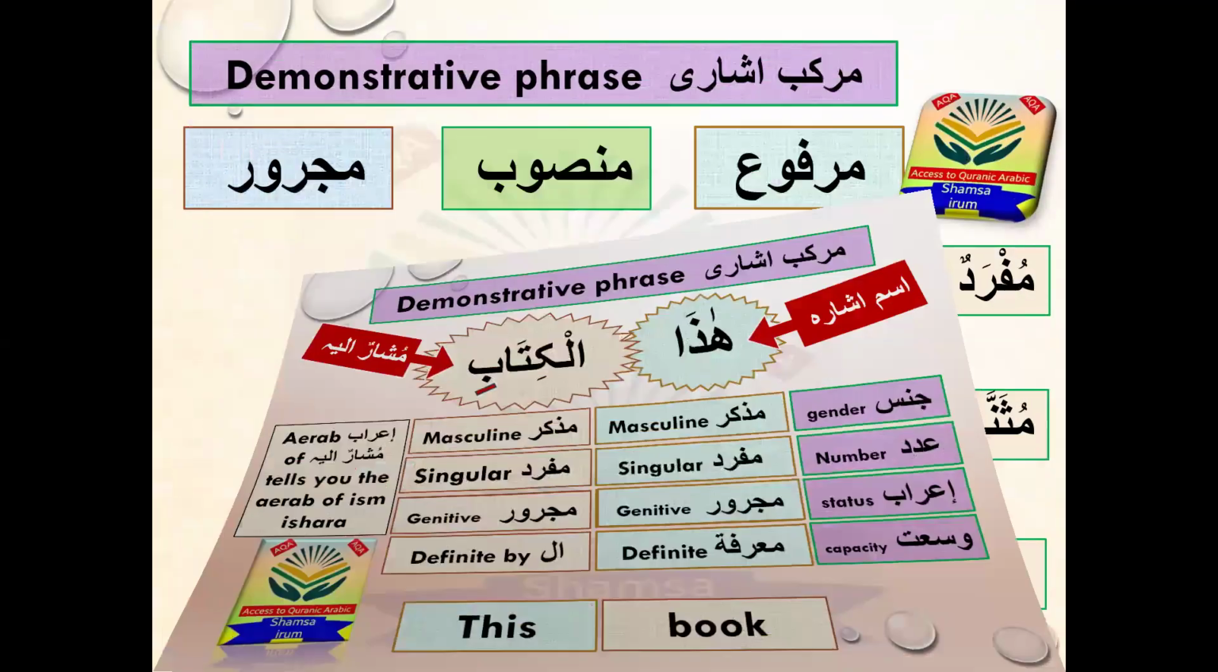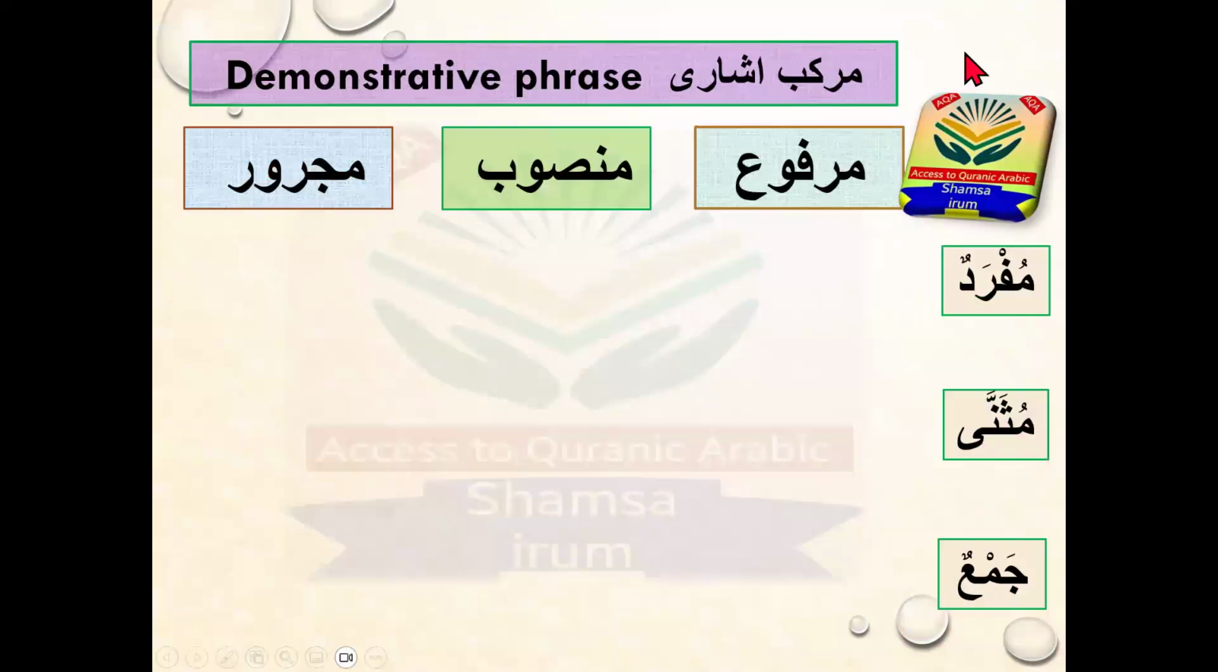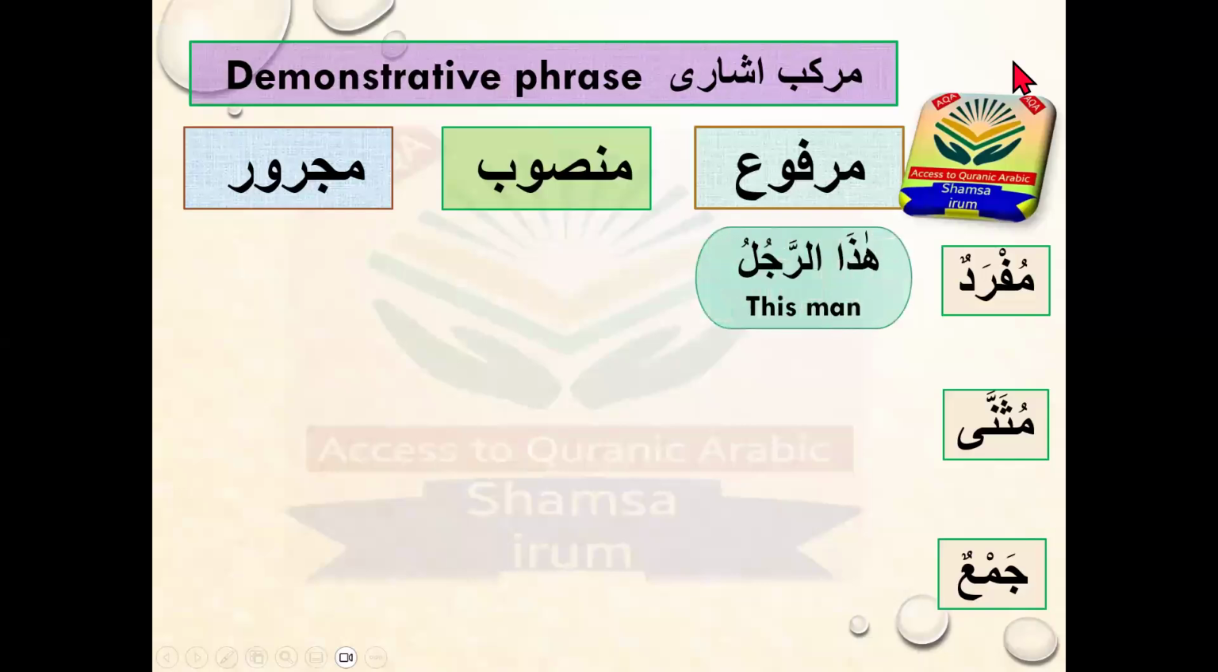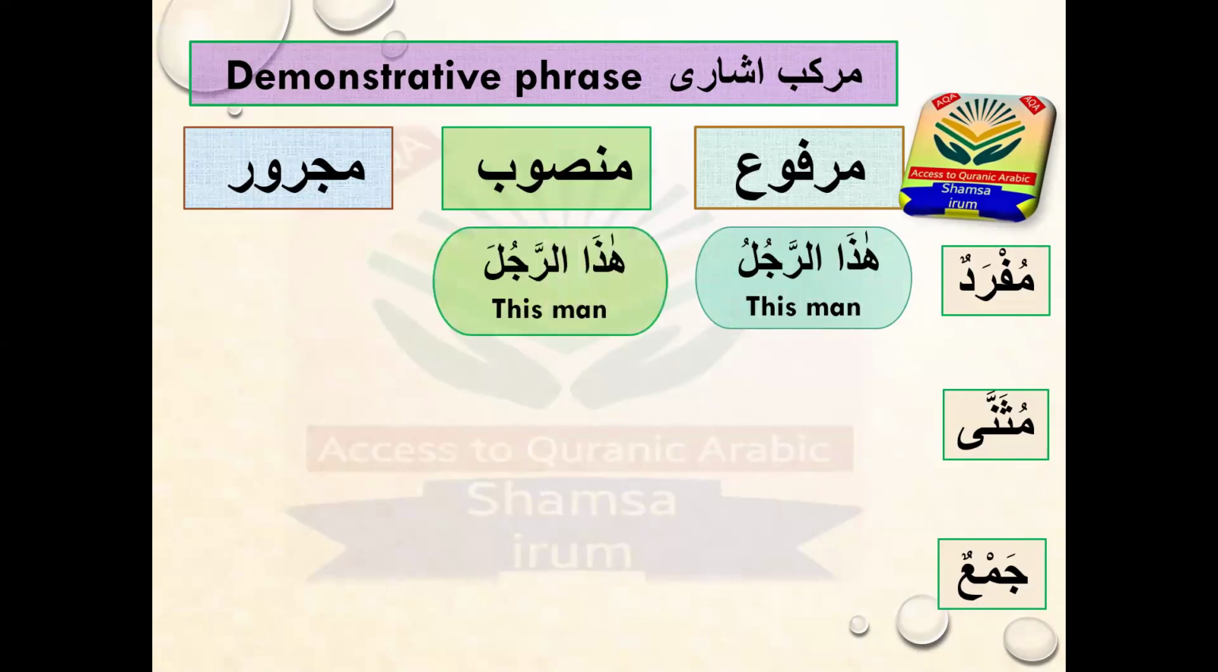All right. Now in this chart, I will give you the whole chart. I will give all the states of irab, and the numbers mufrad, musanna, and jama, and I will use the gender muzakkar. Haza rajulu. This man. Haza rajula. This man. The meaning will be the same. But what's the difference? I will do the majroor as well. Haza rajuli, this man.